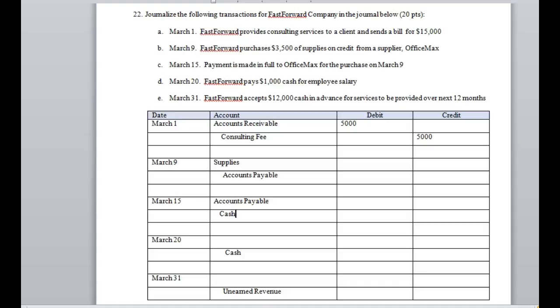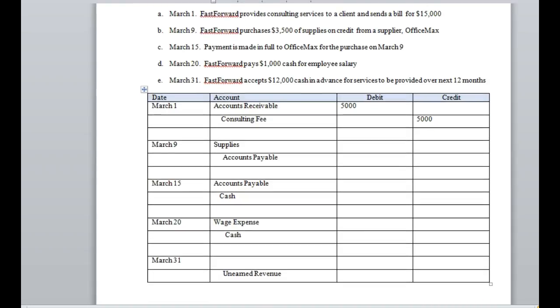And on the 20th, you paid employee salaries. So cash is the credit, which is already there. And what is that? That's a wage expense, right? So that would be your first entry. That's your debit. And then on March 31st, you receive cash of $12,000, which is a debit. And it's an unearned revenue of. So that kind of gets you going on that one.